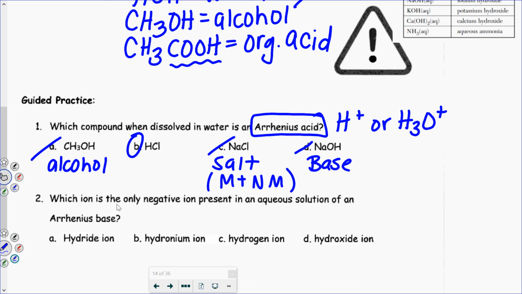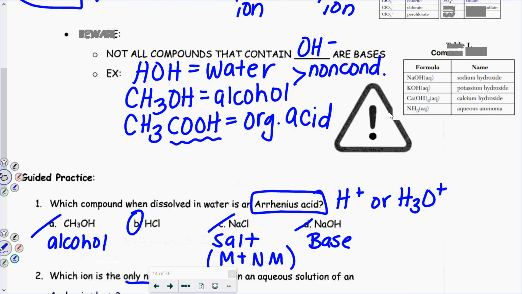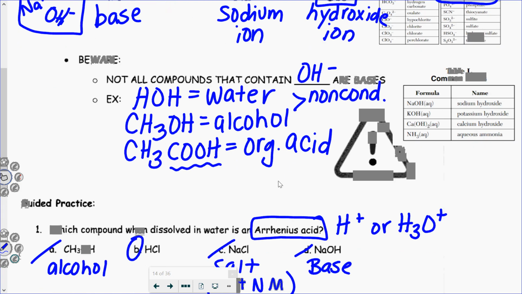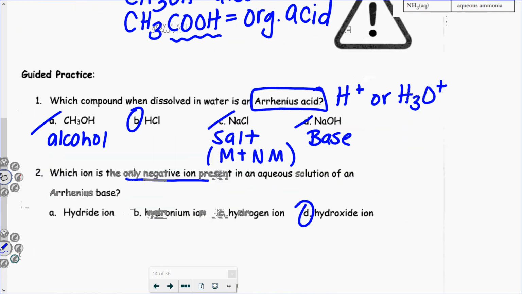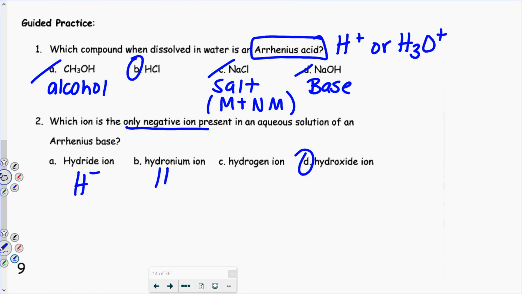Great. And then 2, which ion is the only negative ion present in an aqueous solution of an Arrhenius base? Now remember, an Arrhenius base, when you put it into water, produces OH- as the only negative ion. OH-, if you can't remember, is hydroxide. So you should have chosen hydroxide. Hydride is H-. Hydronium is H3O+. And hydrogen ion is H+. These two are associated with an acid.